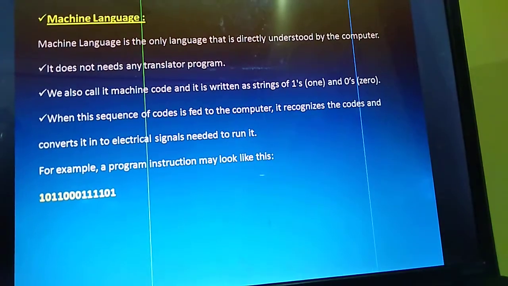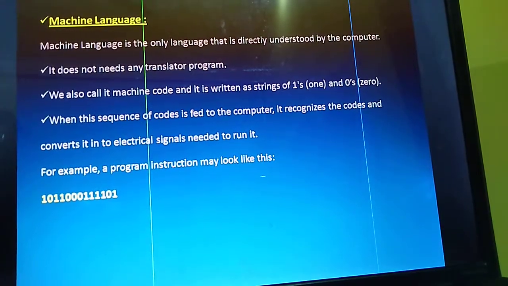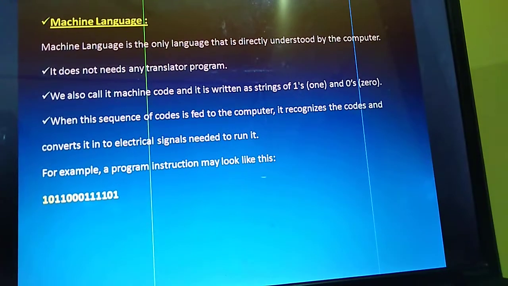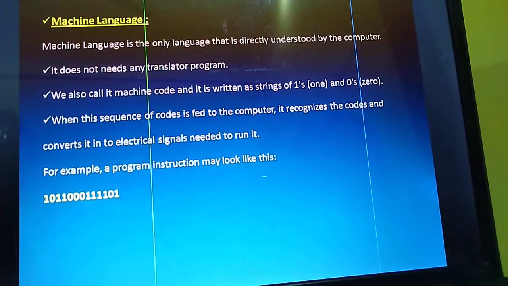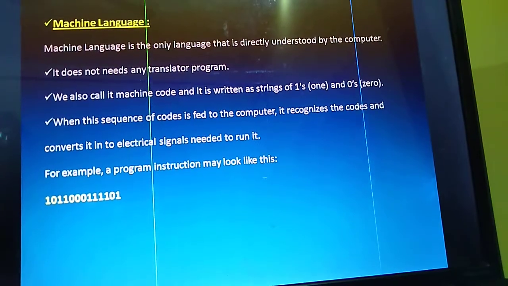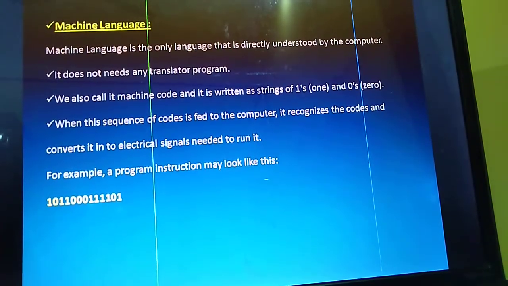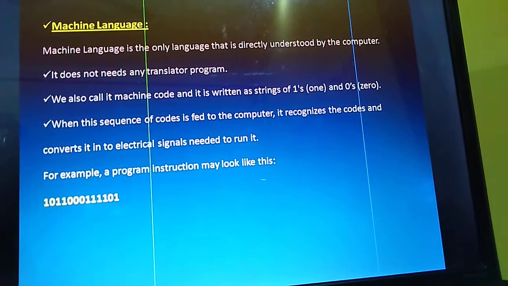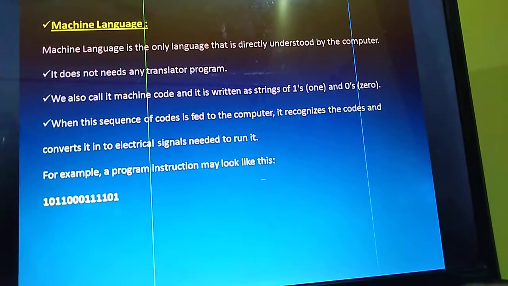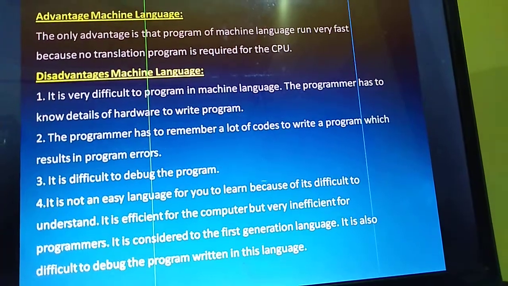I have written one statement here like 10110001111101. This is nothing but simply one type of representation of a machine language instruction. So that has been written in 1 and 0 forms.